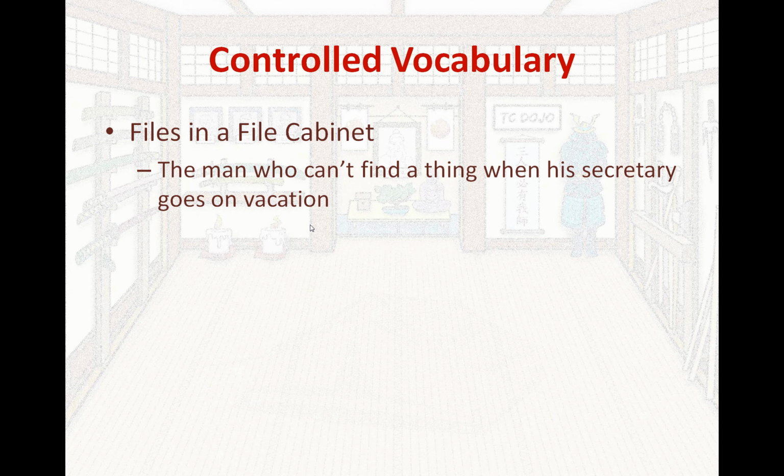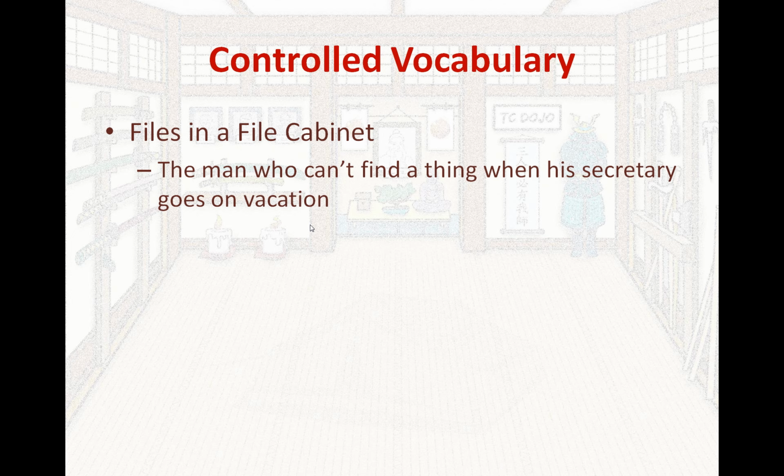She goes on vacation and he can't find a thing because his controlled vocabulary is not the same as hers. It's not documented, it's not written down, it's not codified or anything else, so he has a hard time finding anything when she goes on vacation, right? So a controlled vocabulary tries to deal with that issue by laying out exactly how people should file things, right?